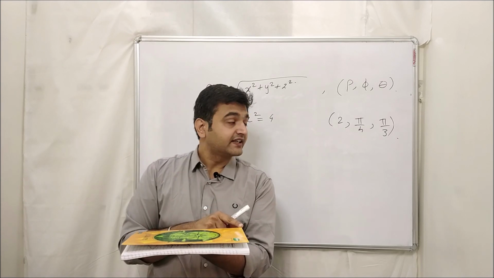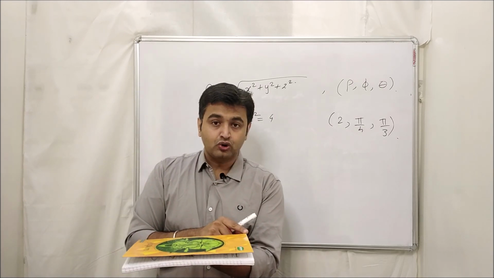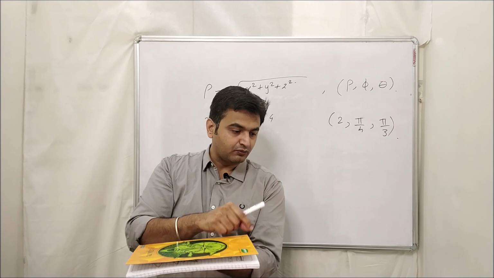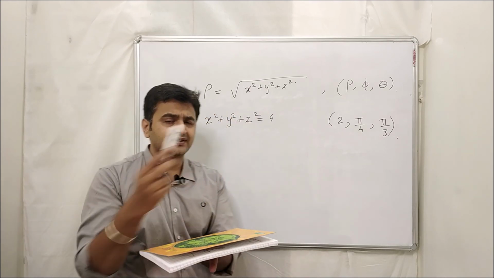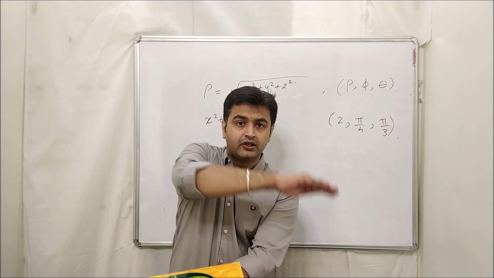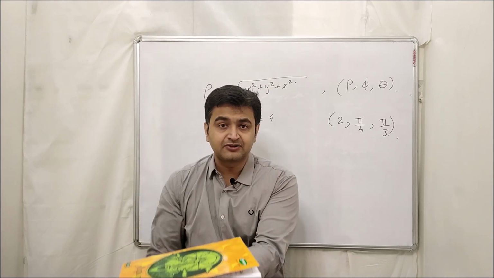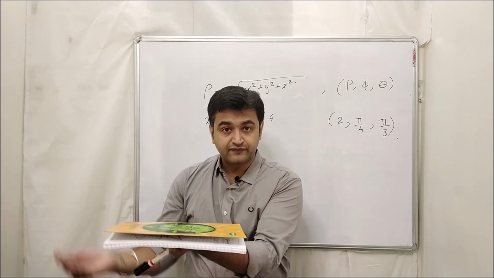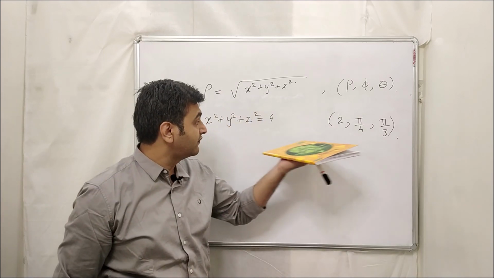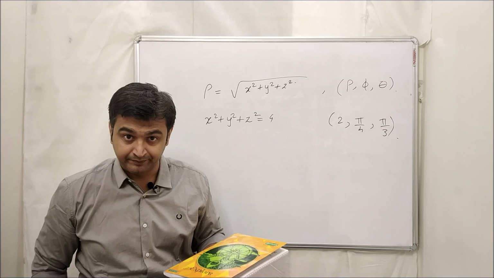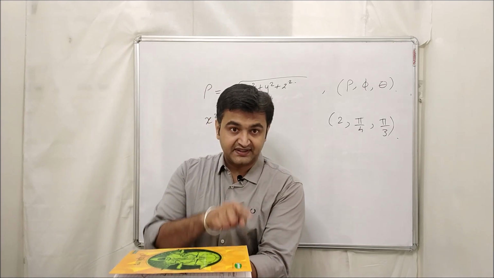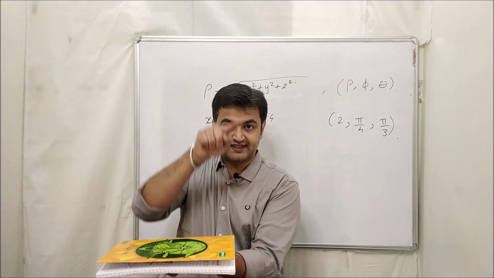Now as soon as I gave you rho equal to 2, you look at all those points whose distance from origin is 2 units, or in short x square plus y square plus z square equal to 4. So you get a football over here, you get a sphere. Since rho gives you the sphere, that's why it is called the spherical coordinate system.